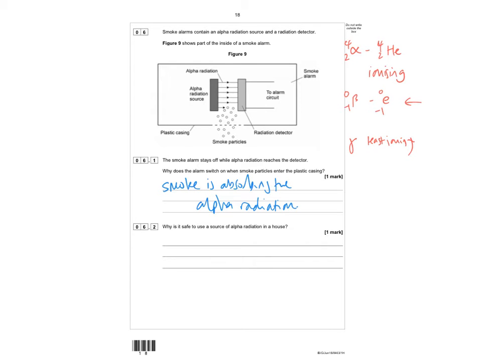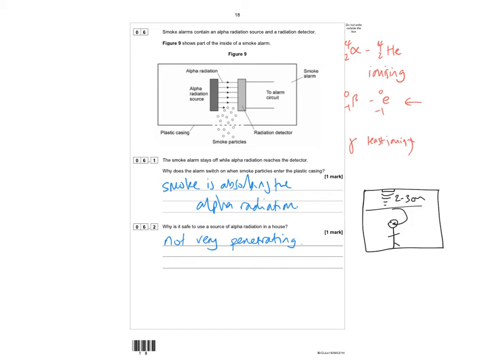For question 6.2, why is it safe to use a source of alpha radiation in the house? Well, that links to the idea that it's highly ionizing, as we mentioned earlier, but we also mentioned that it's not very penetrating. In other words, it doesn't travel very far. So if we imagine ourselves in a room, at the top we have the smoke alarm. Now, because it can't travel very far, it might only reach, say, that distance. It is only a couple of centimetres, 2 to 3 centimetres in air. Anyone that's then standing on the floor, it would not be able to be absorbed into the body just because it's too far away. So why is it safe? It's not very penetrating, it's highly ionizing, therefore does not travel very far.